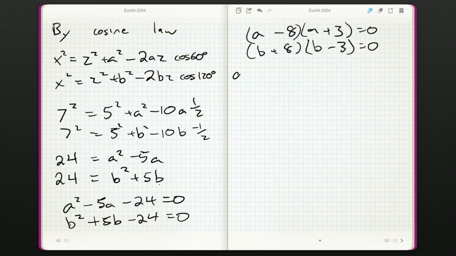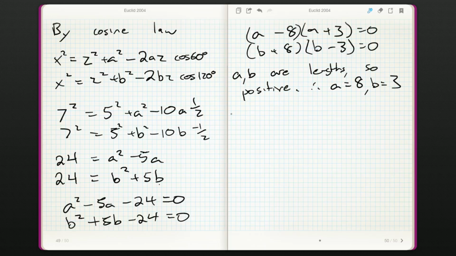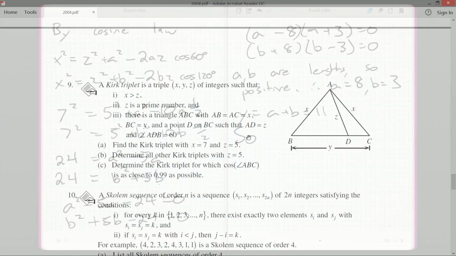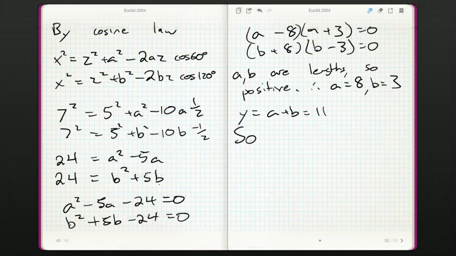But a and b are lengths, so they're positive. So a has got to be 8, and b has got to be 3. But I didn't care what that was. I wanted y. Y is a plus b, 11. And they didn't want y, they wanted the triple. Yeah, Kirk triplet. So x, y, z, 7, 11, 5.